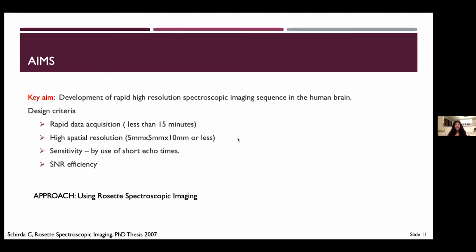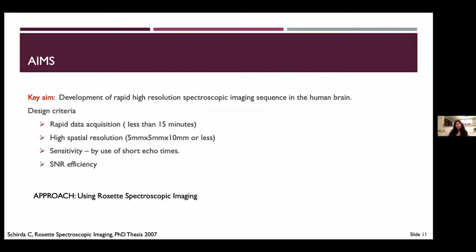So to this end, my project aims at developing a rapid high-resolution spectroscopic imaging sequence. Now, this is because conventional MRI can be very slow, and so that's why it's not very optimal for patients to be sitting there for longer periods of time.